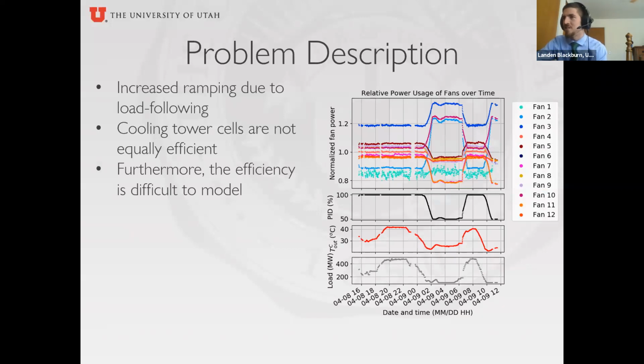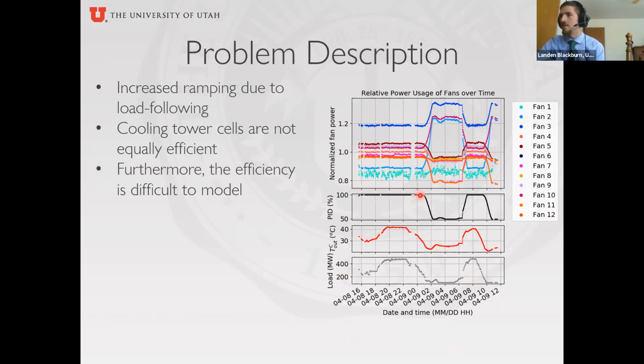If you look at these efficiencies as they evolve over time, this is a graph showing you start at high load, the plant drops down to a low load, ramps back up, and ramps back down. You can see the temperature of the water coming back from the plant being fed into the cooling tower follows that same profile. The PID controller that's controlling the fans responds accordingly.